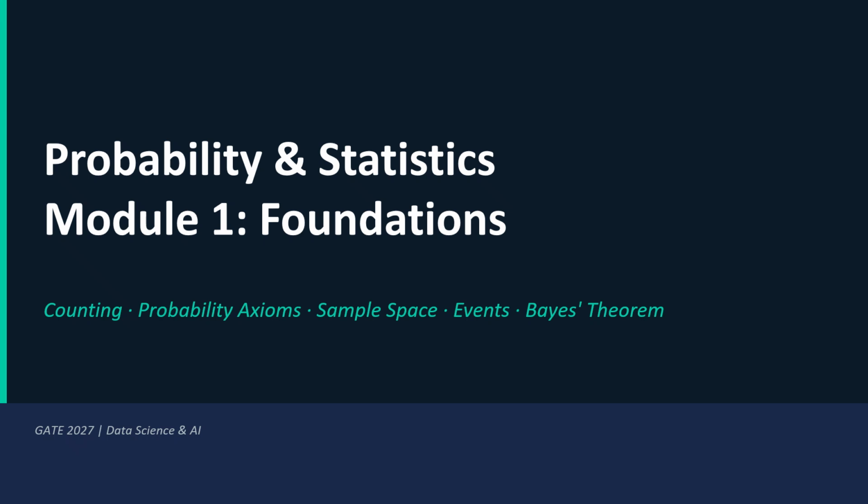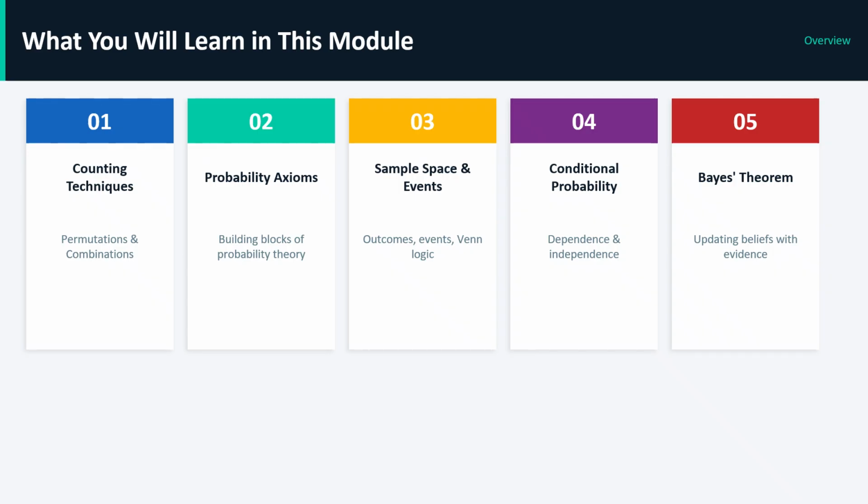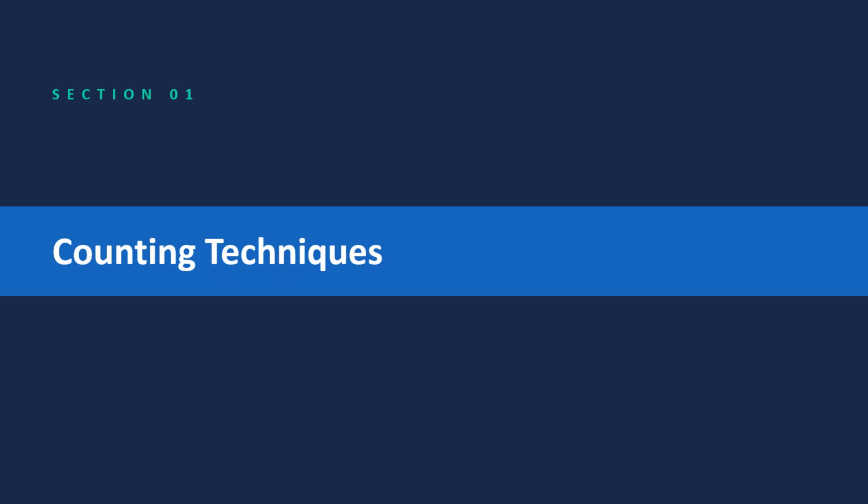Module 1 is Foundations. Here we will cover counting, probability axioms, sample space, events, and Bayes theorem. What you will learn in this module is counting techniques using permutations and combinations, probability axioms, which are building blocks of probability theory, sample space and events, outcomes, events, and logic, conditional probability, dependency and independency of events, Bayes theorem, updating beliefs with evidence. Counting techniques.